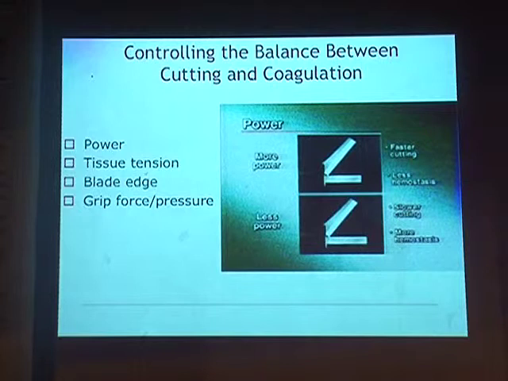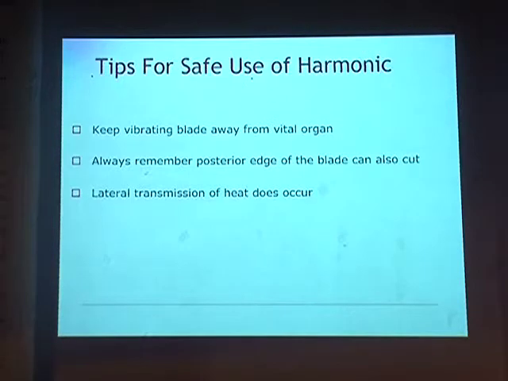As the power setting gets higher, the cutting is faster and the coagulation is lesser. I think this is a very well known machine, and in almost all surgeries people are really fond of using this machine. And how can we get safe use of this harmonic? Keep the vibrating blade away from our vital organs. Don't think that because we cannot see the vibrations, they aren't there. It should be away from our vital organs. If it touches, there is injury. So we should be away.